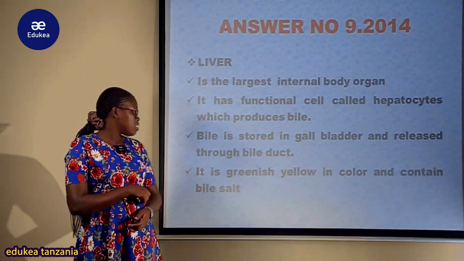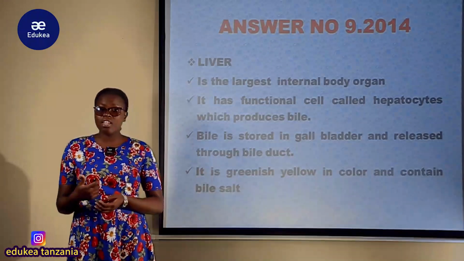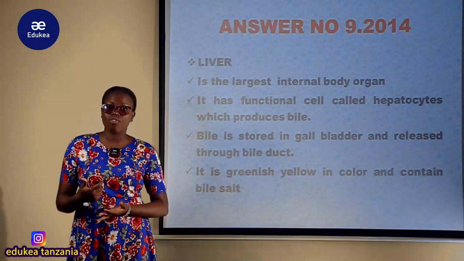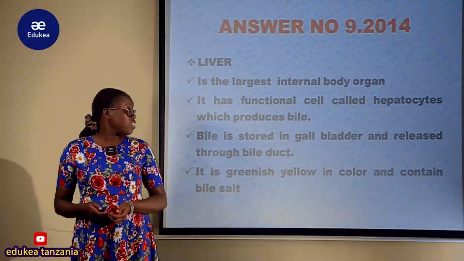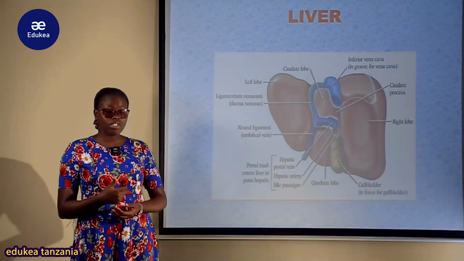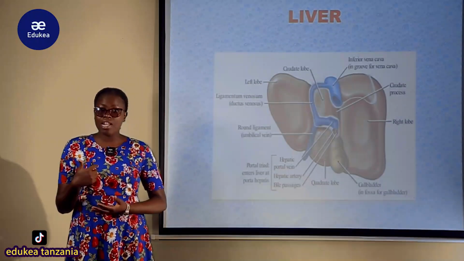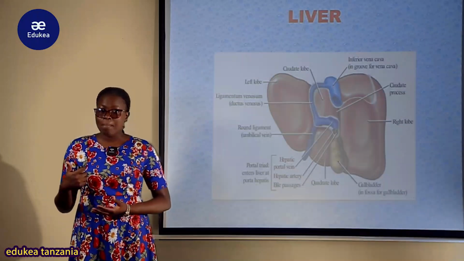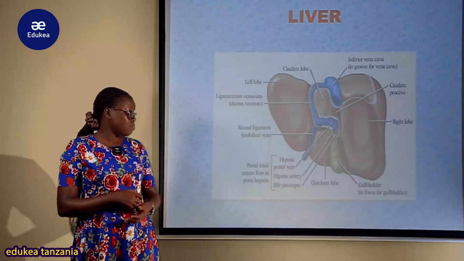So it is greenish yellow in color and contain the bile salt. So hapa bile ni greenish. Ukiangalia hata katika kuku, kwa mfano chinja kuku ni greenish in color na inakuwa imecontain the bile salt. And this is the structure of the liver, ambapo tumeona kwamba ina functional cell ambayo inaitwa hepatocyte katika production of the bile. And bile is contained within the bile bladder and ina be released through the bile duct.